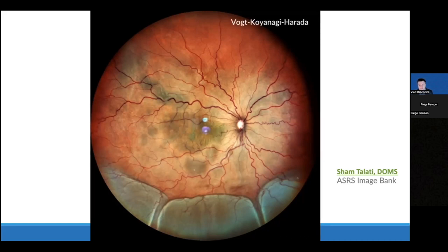So here we go. This is VKH. VKH, you're probably going to see a bunch, depending on where you end up working or doing your electives or doing residency. VKH is predominantly seen in a number of populations. It's an HLA-associated inflammatory disease, and they present with exudative detachments and some other things also. Really cool disease if you want to read about it.